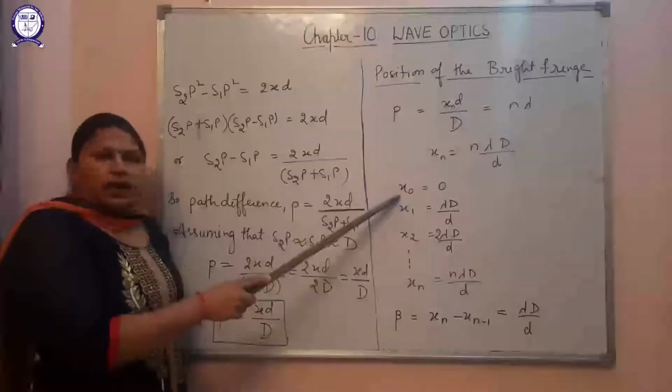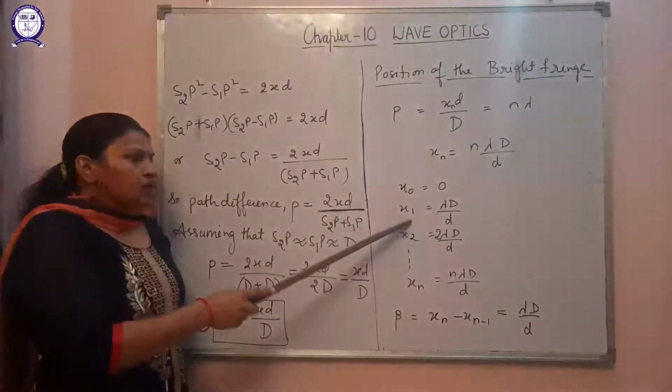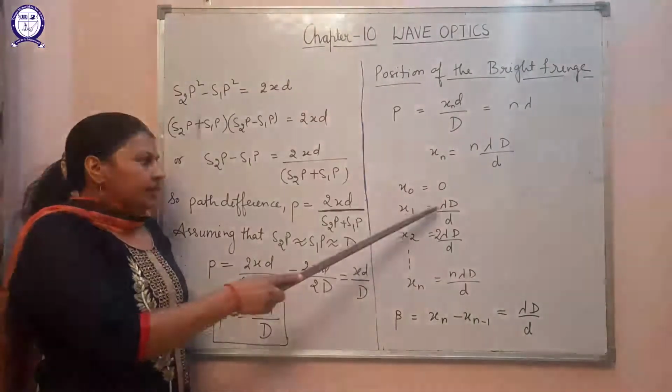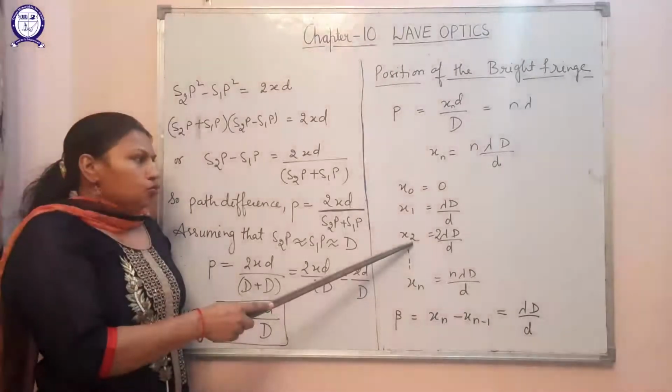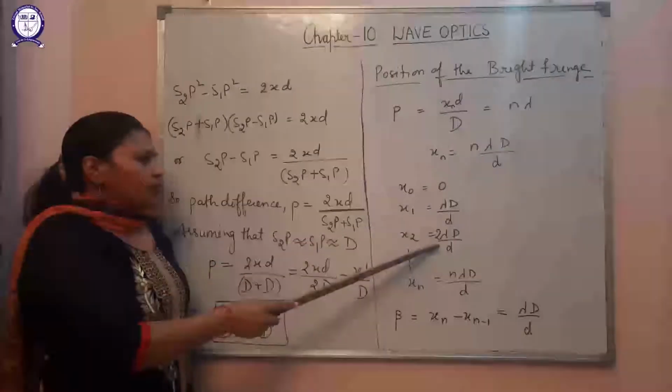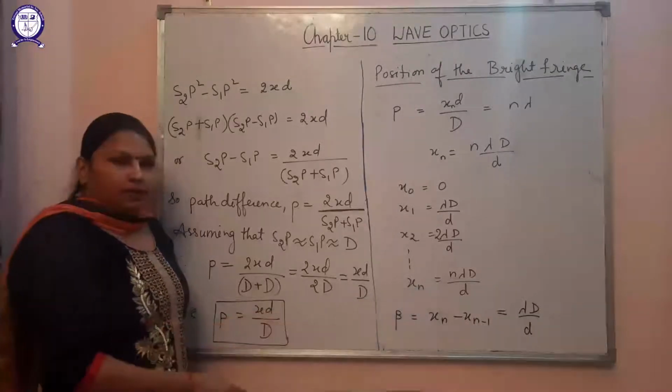So x naught at n equal to 0, we are going to get it to be 0 only. Position at n equal to 1, we are going to get as lambda D by d. Similarly at x2, that is n equal to 2, we are going to substitute here and get 2 lambda D by d. Similarly xn will be given by n lambda D by d.